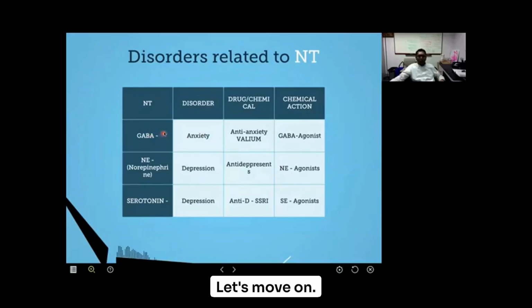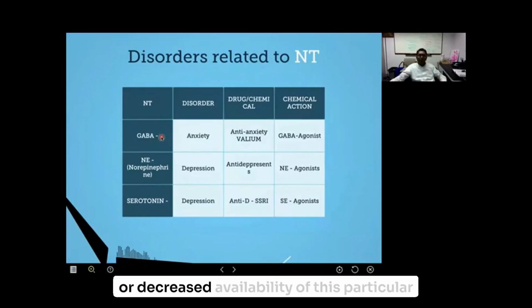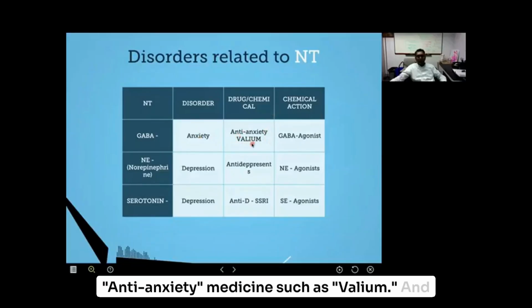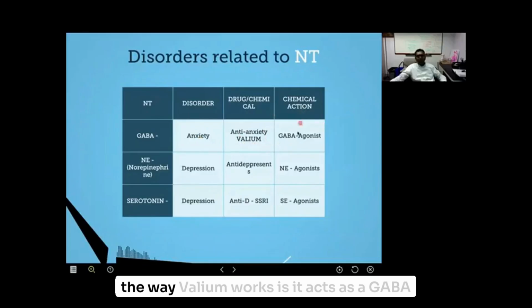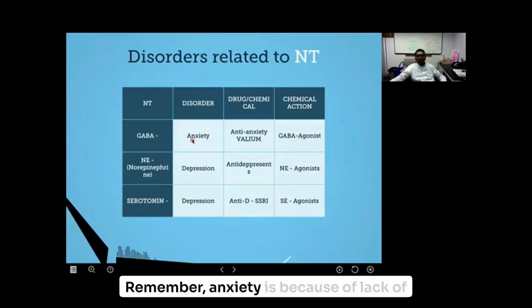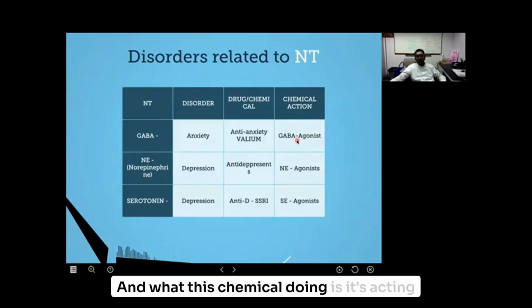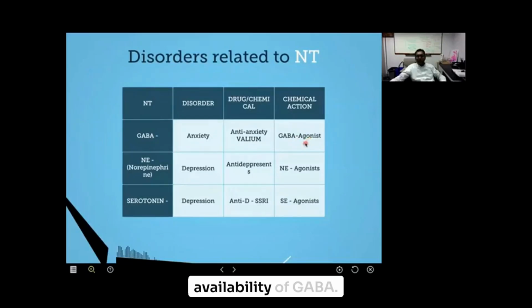Let's move on. For the GABA neurotransmitter, a decreased amount or decreased availability leads to anxiety. And the common chemical that's used is an anti-anxiety medicine such as Valium. The way Valium works is it acts as a GABA agonist. Remember, anxiety is because of a lack of sufficient GABA. And this chemical is acting as an agonist, meaning it will increase the availability of GABA.